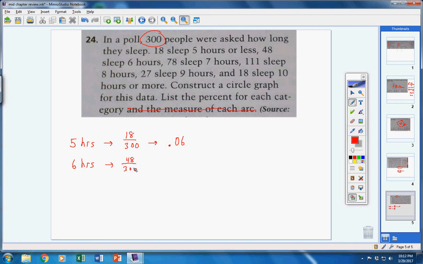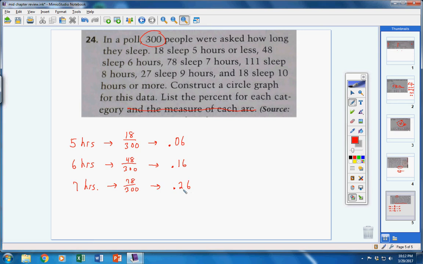48 divided by 300 is 0.16. Alright, there we go. 78 people need 7 hours sleep. So there's my category, 7 hours of sleep. 78 out of 300 people, so 78 divided by 300 is 0.26.